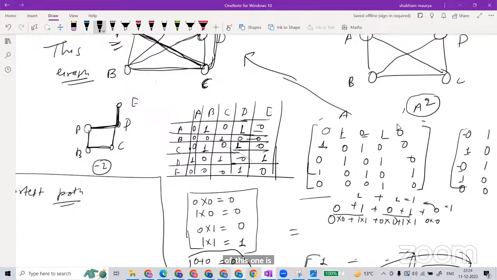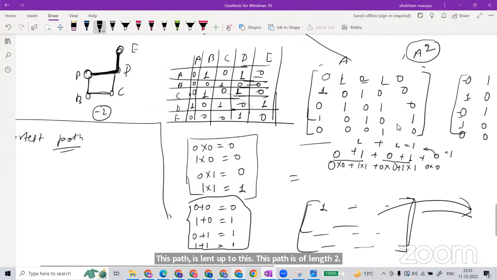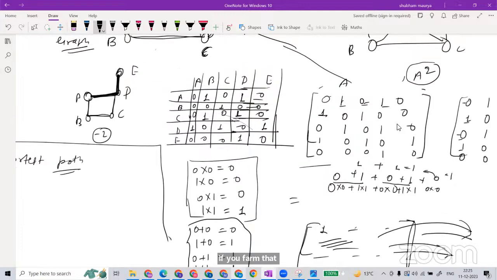The meaning of this one is, by example, we can understand that between this vertex and this vertex, this path is of length 2. So if you do the multiplication, whatever adjacency matrix you get, if you form that graph, you will see that in that graph these two will be connected, because this is the meaning.